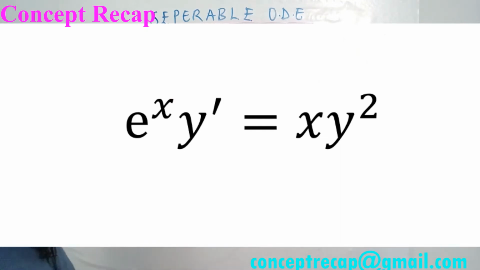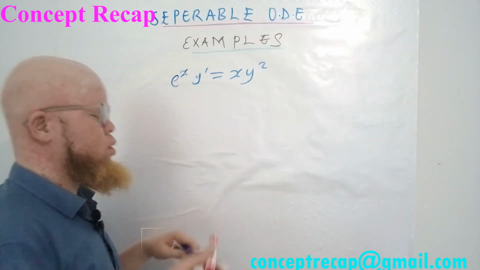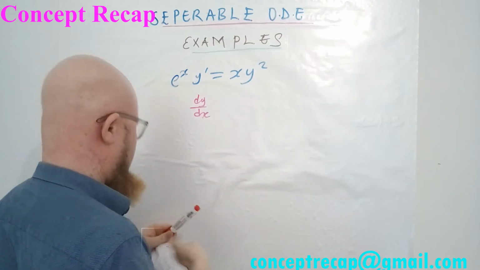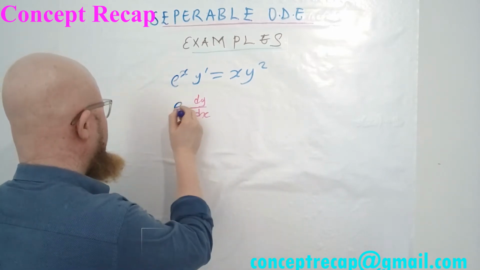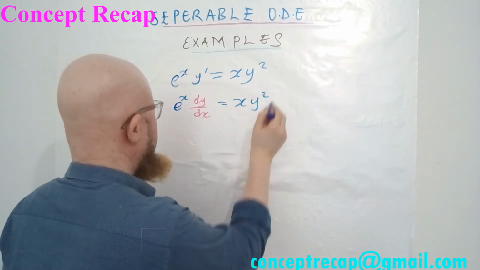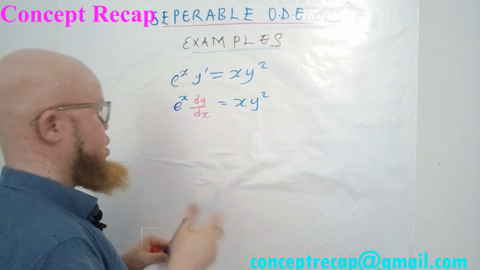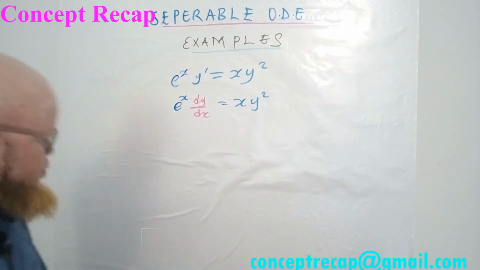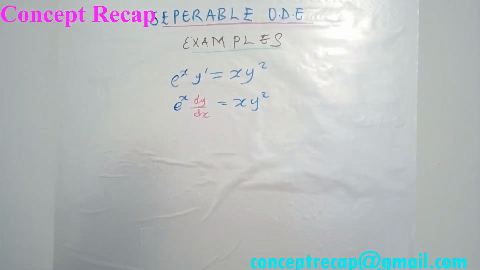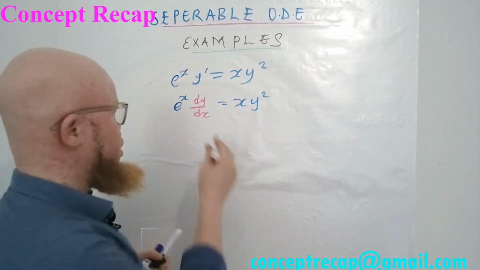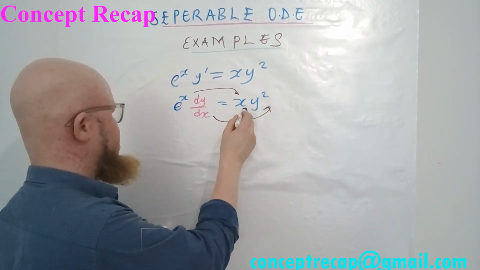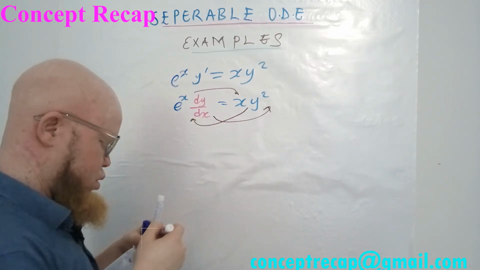And so this is the question. As usual, this is also separable. The first stage is to always write this as dy over dx. Then now you can separate, and how you do that is easy. The x's can go to this side, and the y's will come here. So that's how you separate them.